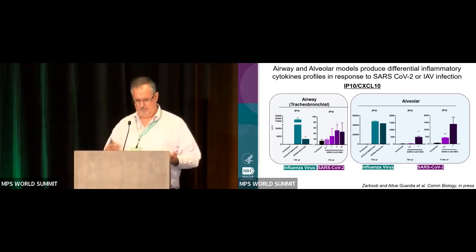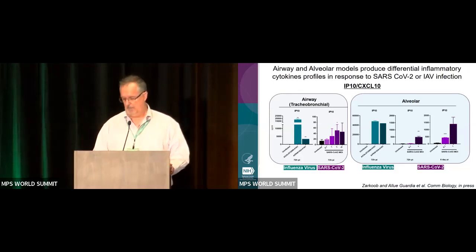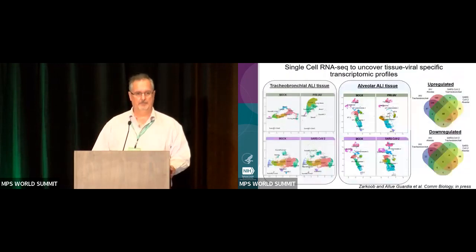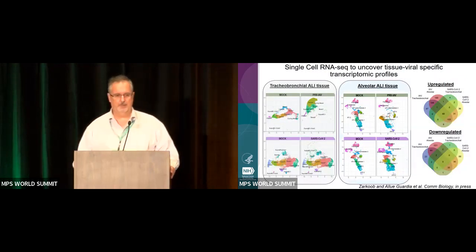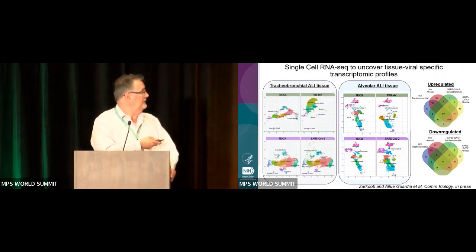So you can tell the differences, and you can explore the differences between viruses and between tissues, and that sort of in agreement with the data that was shown by the previous speaker. Again, we did single cell sequencing, and I must say we're still digesting the data. It's a lot of data, but essentially we did it for the tracheobronchial, non-infected, infected with influenza, non-infected, infected with the SARS-2, and then with the alveolar tissue, again, mock, influenza, mock, and SARS.